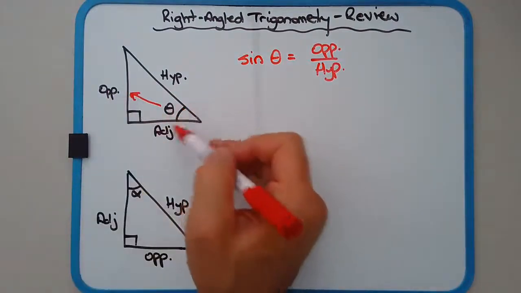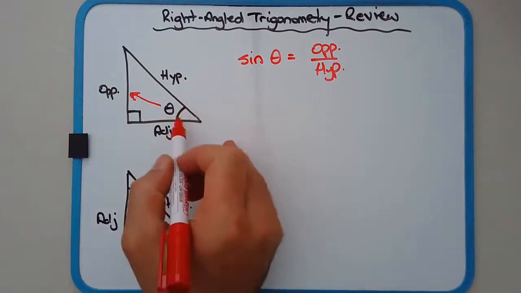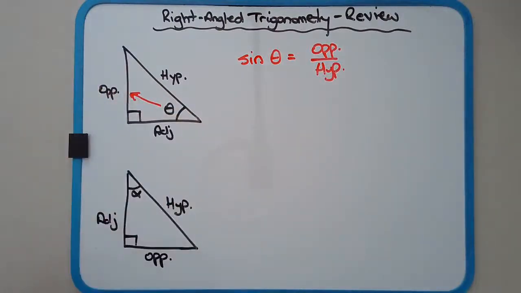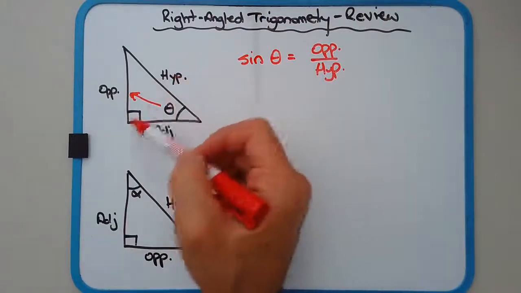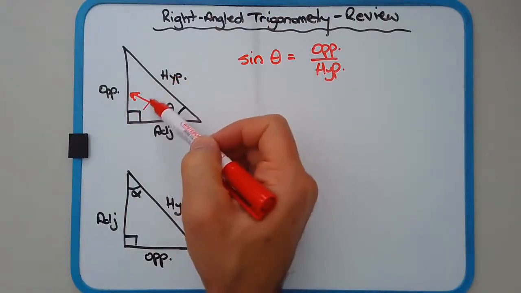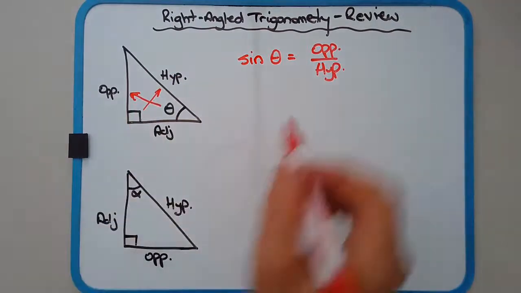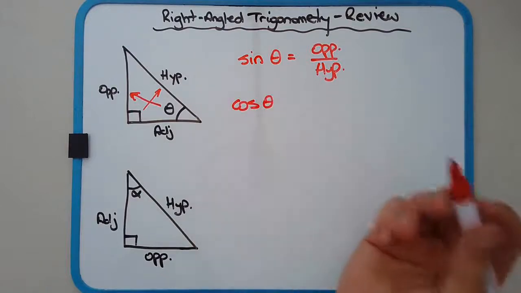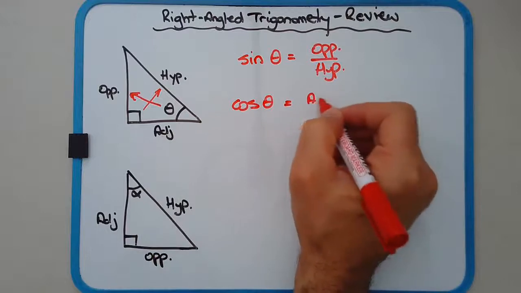So when we're labeling a triangle, we need to consider where the theta is and then label the triangle accordingly. The hypotenuse, of course, is the longest side, and that's always opposite the 90 degrees. So wherever the 90 degrees is, the hypotenuse is obviously opposite that. Then we have cos, which is cosine, but we can say cos theta is equal to adjacent over hypotenuse.